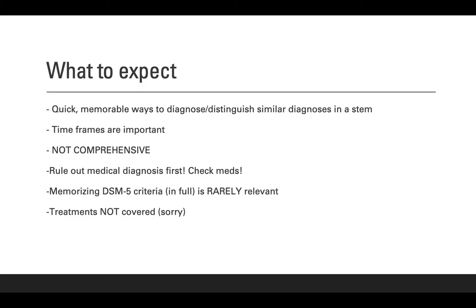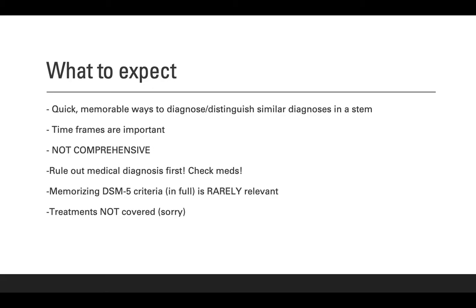This list is not comprehensive. There's a lot of things I left out because I just felt like they were either easy to cover or not quite as hard to differentiate from other stuff. One big key here is rule out medical diagnosis. First, check their medications. Someone comes in and tells you they've been depressed for a month and you look back and you gave them a beta blocker 2 months ago, yeah, that absolutely could be the reason.